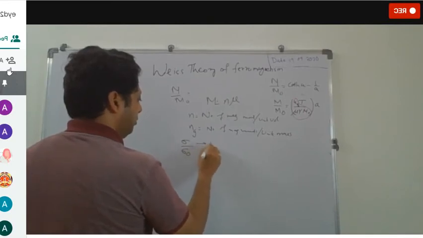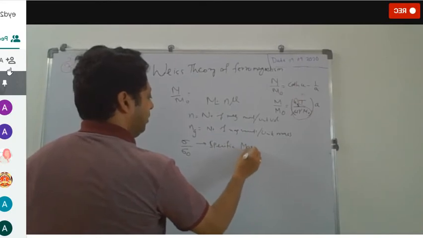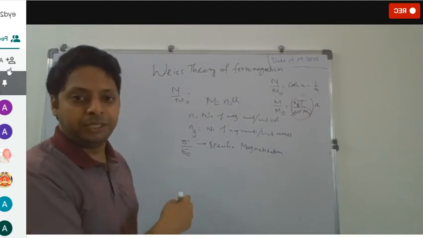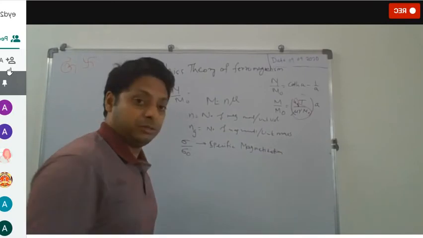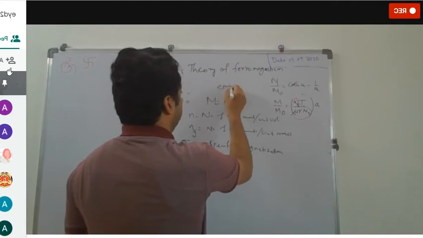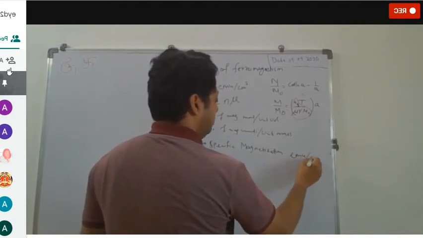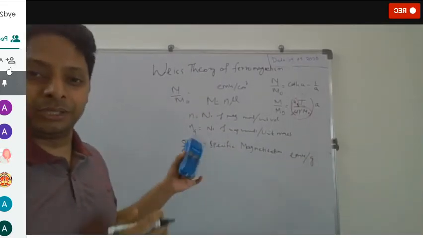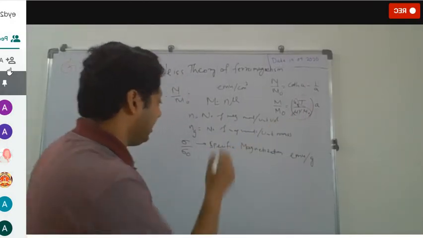Where sigma is your specific magnetization, or mass magnetization also. That means this is magnetization per unit mass. Here the unit is EMU per centimeter cube, while here the unit is EMU per gram. That is just the difference. Otherwise, you can do the same physics.